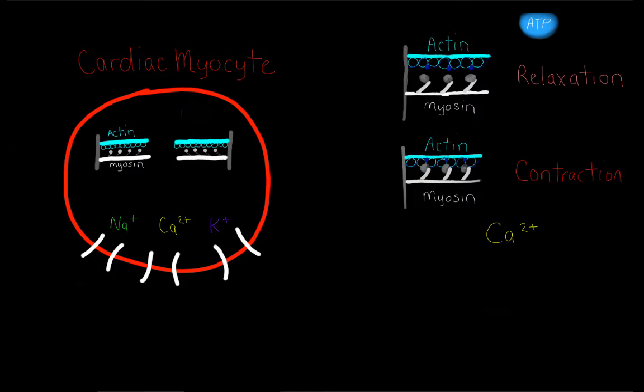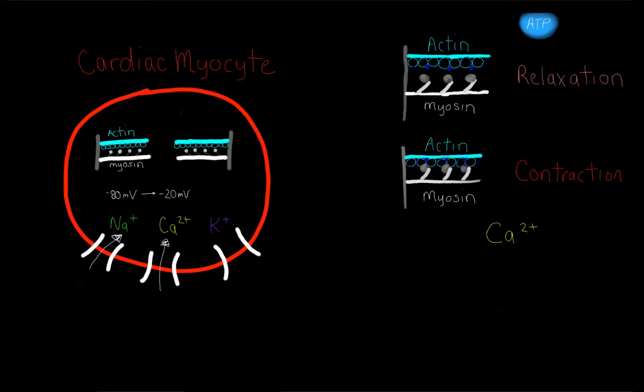Sodium channels open, increasing the voltage of the cell from -80 millivolts to -20 millivolts. This then signals the calcium channels to open. The calcium ions bind to regulator proteins on actin, which allow actin and myosin to interact and contract.